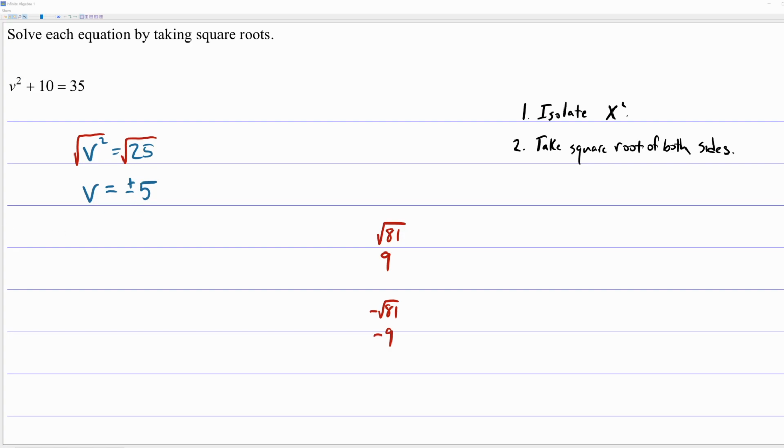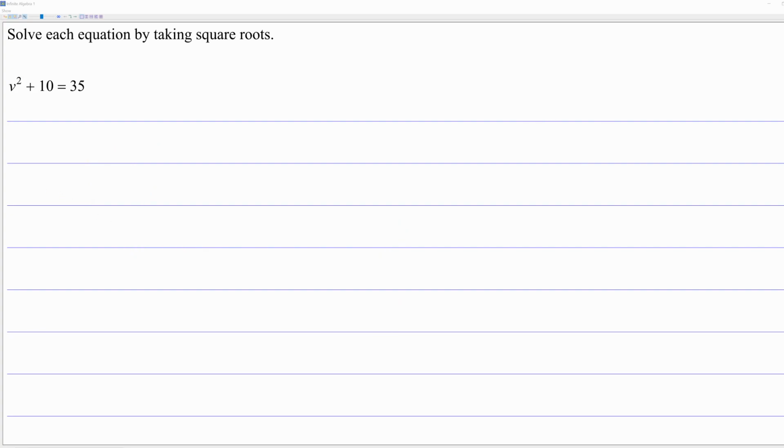And please note, this symbol, plus or minus, all that means is this equation has two solutions, negative 5 and positive 5. And that's really it for solving quadratics by taking roots. I'm going to do a couple more examples because you do have to be able to work with square roots. So let's do that.